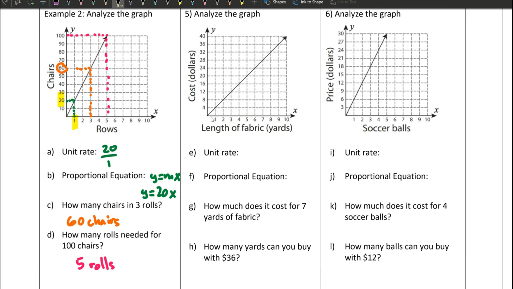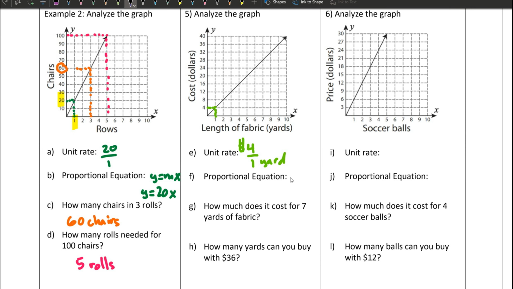Alright, go back to the unit rate, something for 1. The x value represents the length of fabric in yards, and the y value represents the cost in dollars. So the unit rate is 4 over 1, which means it costs $4 for 1 yard of fabric.